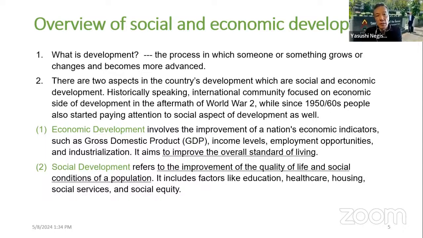Then, what is economic development? Economic development involves the improvement of nations' economic indicators, such as gross domestic product, income levels, employment opportunities, and industrialization. It aims to improve the overall standard of living. And then what is social development? Social development refers to the improvement of quality of life and social condition of a population. It includes factors like education, healthcare, housing, social services, and social equity.